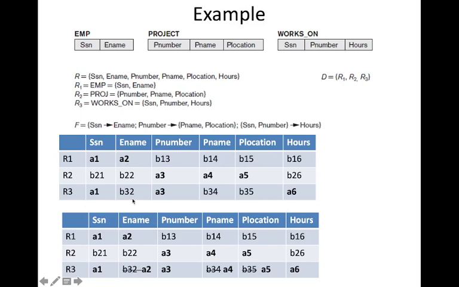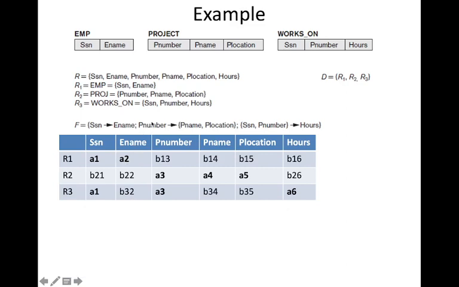Then we take the next functional dependency, P number to P name and P location. P number is the X part. We can see that R2 and R3 have the same A3 value. Now the Y part is P name and P location.